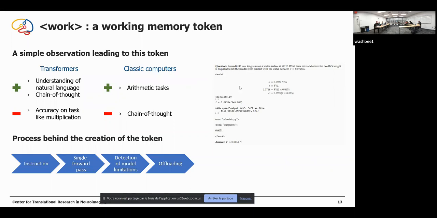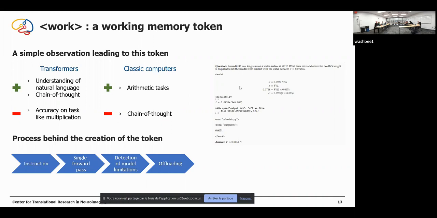So now I will go back a little bit to the work token. The work token developed by Meta was designed to represent the working memory of the model, because they made a simple observation: transformers have a good understanding of natural language and can create a kind of chain of thought in a single forward pass. But for some numerical tasks, it can be really hard for them to solve the problem.